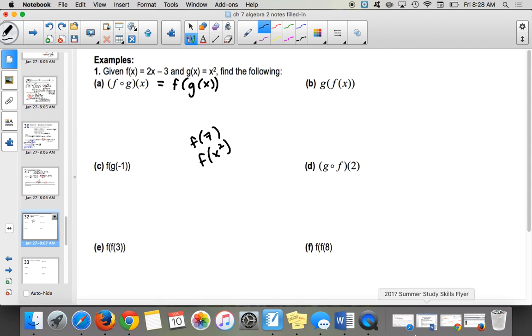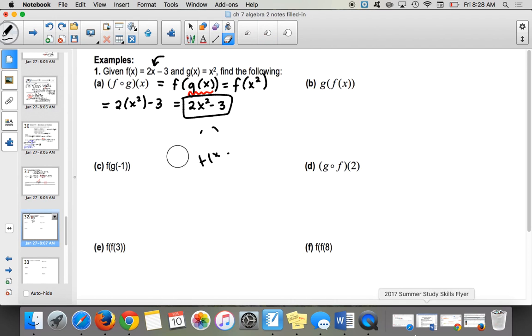So what is our g function? It's x squared. So that's what we're doing. We're taking our x squared and replacing the x with x squared. So we're going to get 2 times x squared minus 3, so it's just 2x squared minus 3. You don't have to write it in parentheses like I did. That's what the composition is. It takes one function and replaces the x with that whole function.